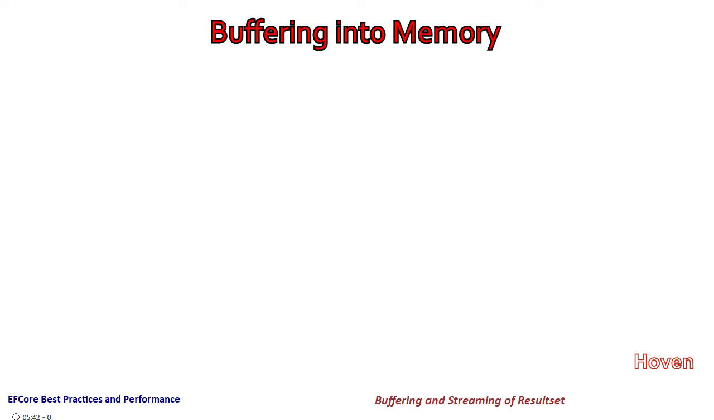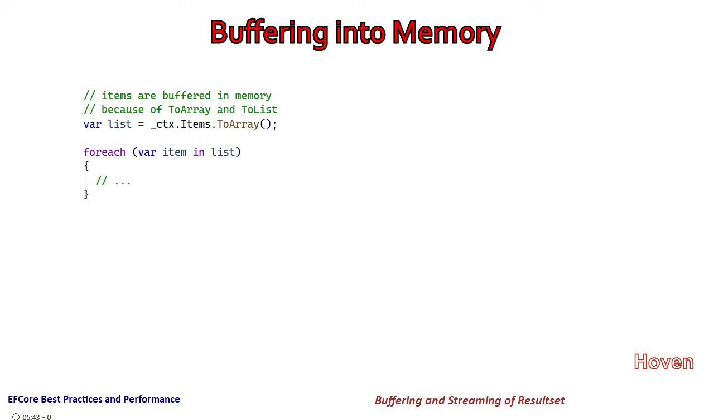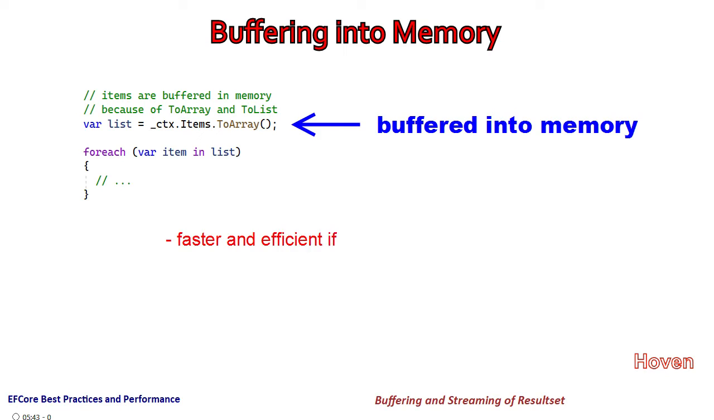A query that evaluates to a list or array buffers the entire result set into memory. Consider this code that uses the toArray method to obtain an array of items. This causes the entire result set to be buffered into memory. It might be faster and efficient if the count of items is small.